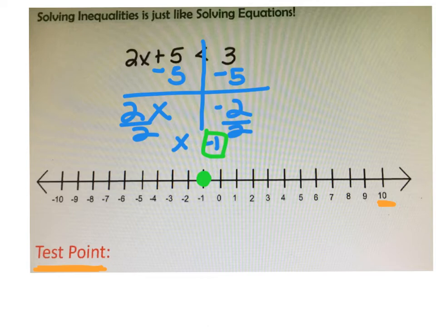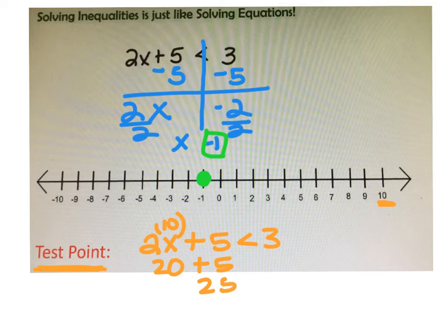All right, I need to go back to the original inequality. So I'm going to go back to the 2x plus 5 is less than 3. And I'm going to plug a 10 in. So if I plug a 10 in here, 2 times 10 is 20, plus 5, that's 25. Is 25 less than 3? No. So 10 does not work, so I know when I graph this, my arrow is going to go the opposite way that the 10 is. So it's going to go this way.